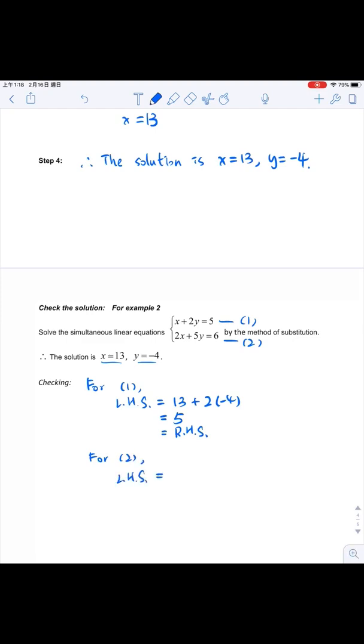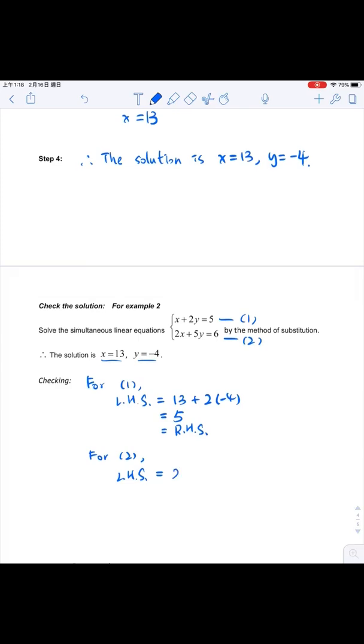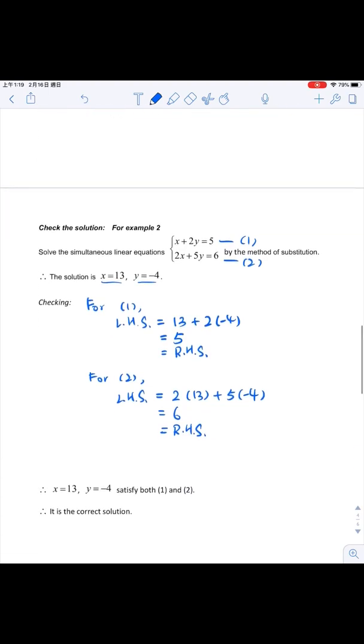And then for equation 2, similarly, we substitute the values of x and y we obtained into the left-hand side. 2 times 13 plus 5 times negative 4. This is equal to 6. That means it is equal to the right-hand side. So the solution also satisfies equation 2. And for this case, we can conclude x equals 13 and y equals negative 4 satisfy both equations. So it is correct.